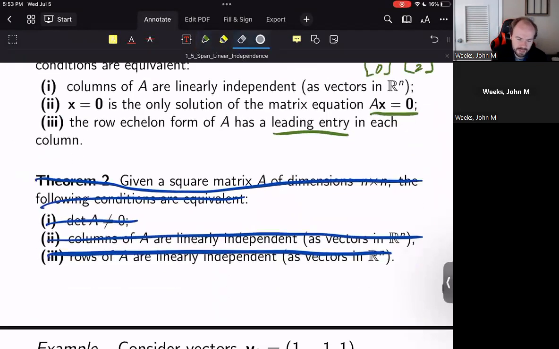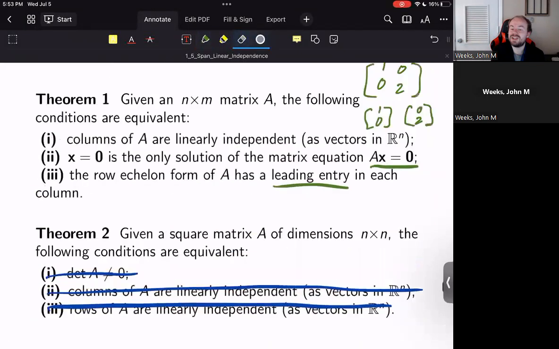And then we can move on to Theorem 2. Let's talk about the case in which n and m are equal, because here we can go a little bit further.